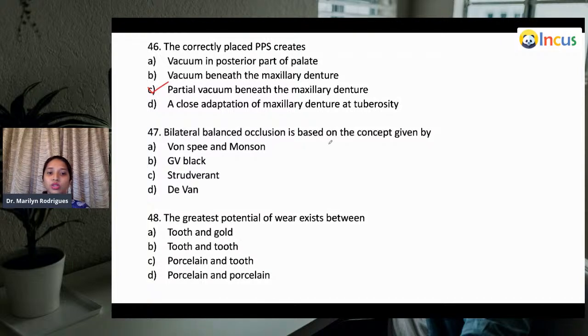Question number 47, bilateral balanced occlusion is based on the concept given by A, Wonsby and Monsoon, B, G.V. Black, C, Sturdivant, D, Devan. So the answer is A.